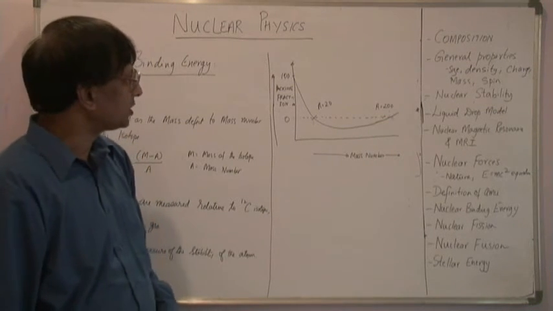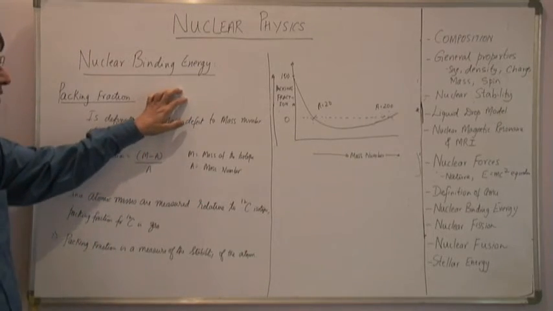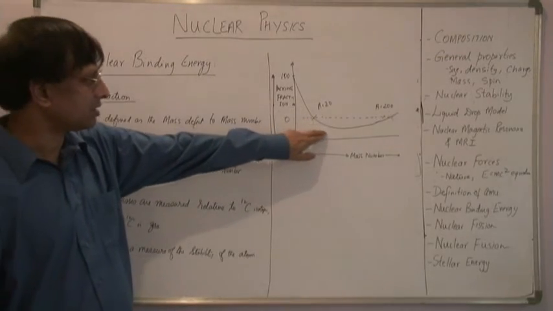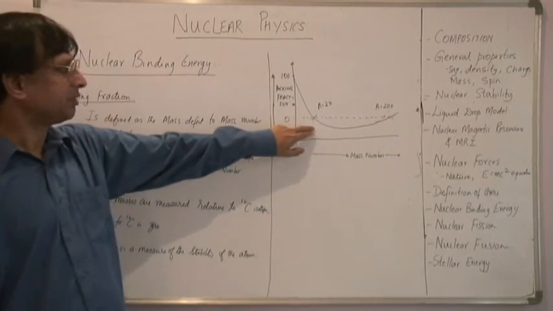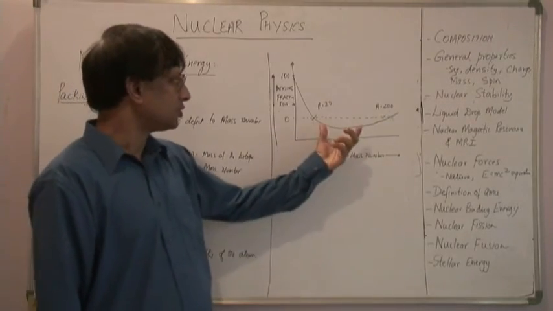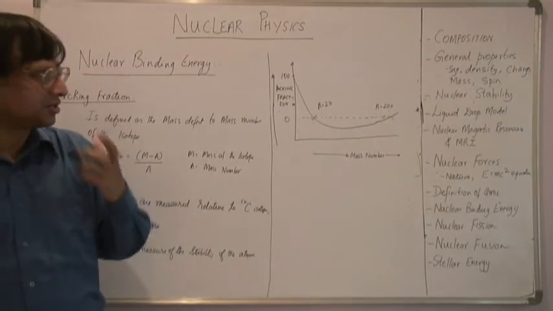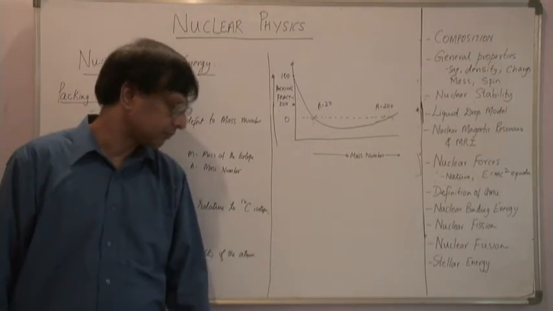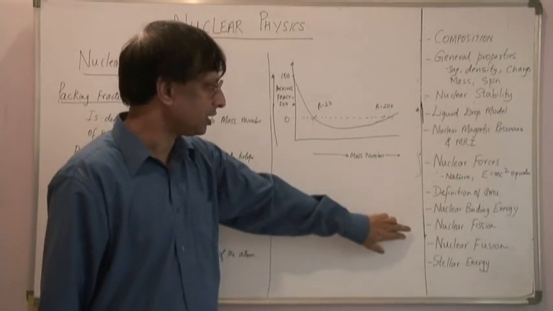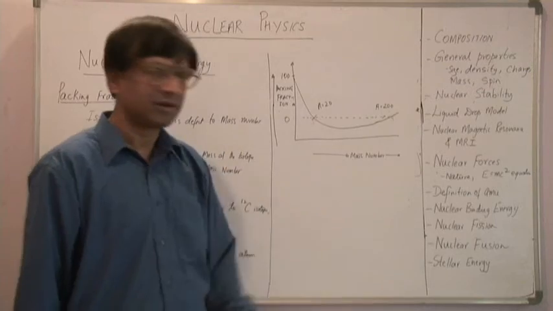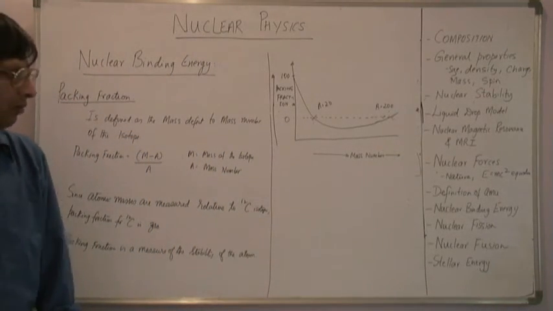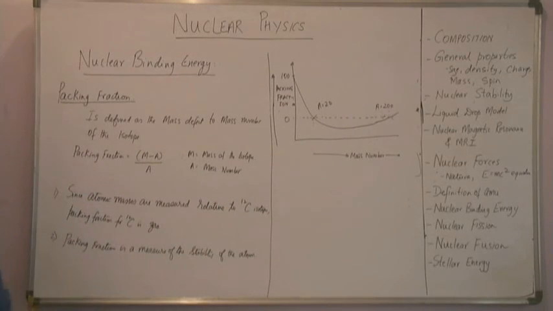So this is the explanation of packing fraction, the definition of packing fraction, and the graph of packing fraction versus mass number. Note again that elements with mass numbers between 20 and 200 have a negative packing fraction, so those elements are quite stable. So with this we conclude the discussion on nuclear binding energy. Now let us take up the topic of nuclear fission next. We'll continue this session in the next hour. Thank you.